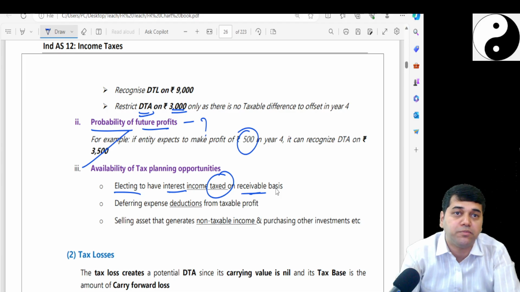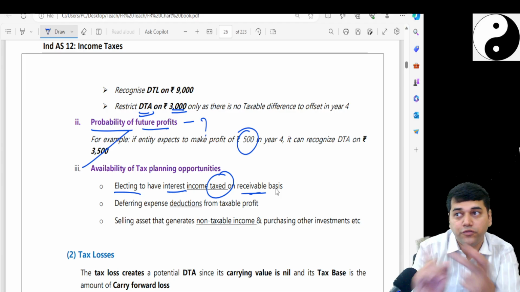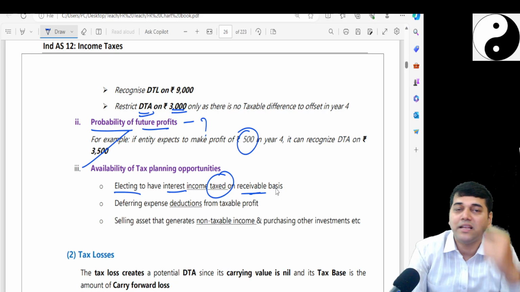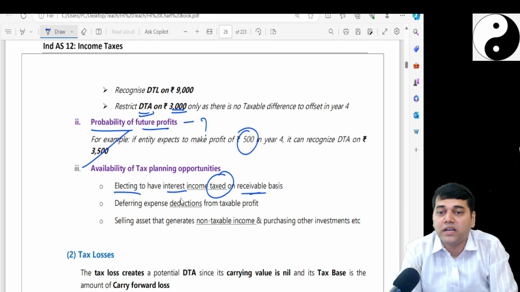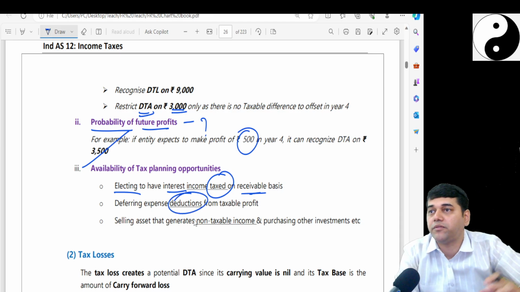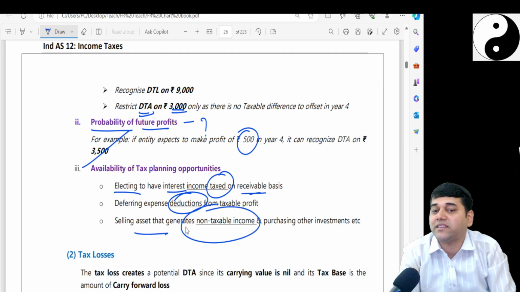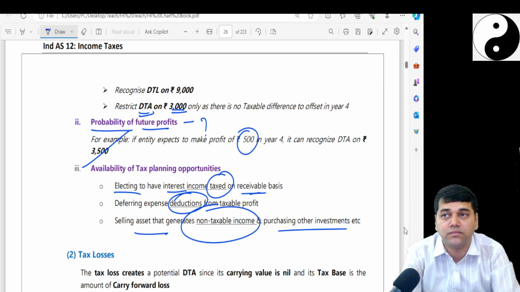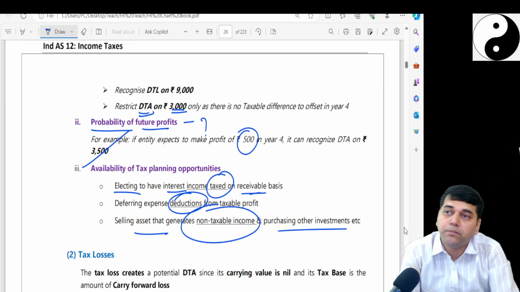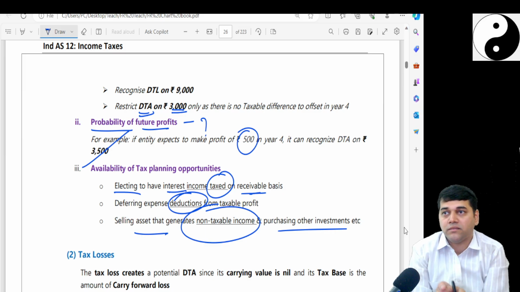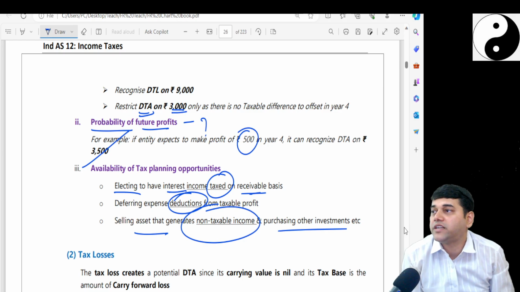Today you are paying on cash basis. If you shift to receivable basis, what happens? The moment you make a provision, you pay the tax, then you can claim the deduction. Or deferring the expense deduction from the taxable profit, whatever you want to claim, you defer it. Or selling an asset that generates non-taxable income and purchasing other investments. So, if by doing all these things you can claim the deduction, because what is the life of one deduction, if loss is there, how many years can you carry forward?